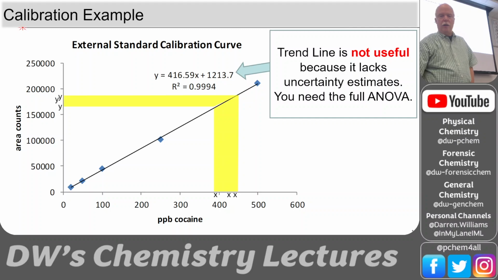So this trend line is not useful for propagation of uncertainty, because I have m, the slope, and I have b, but I don't have the standard deviations of those. I don't have sm or sb. And so I need those. To get those, you have to do the full analysis of variance. That's what ANOVA stands for. Write that up.